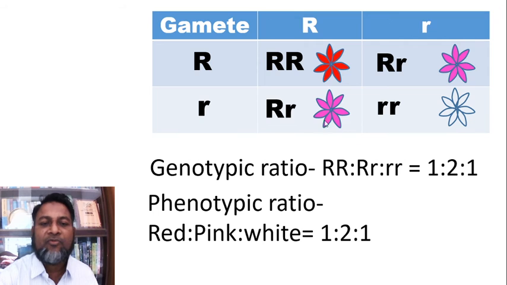This pink flower is the deviation from Mendel's law. According to Mendel's law, we get the red flower or white flower, which is dominant. We do not get the dominant characteristic in the heterozygous condition. So this is the deviation of Mendel's first law.